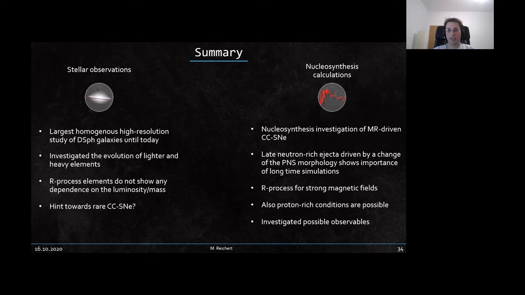But these events also include proton-rich conditions. And in the end of my talk, we investigated possible observables connected to these kinds of events. And with this, I want to thank you for your attention.